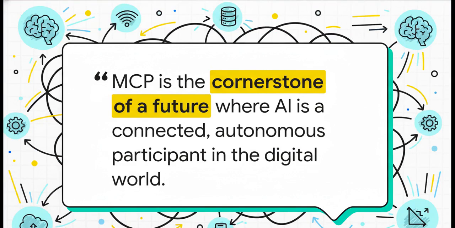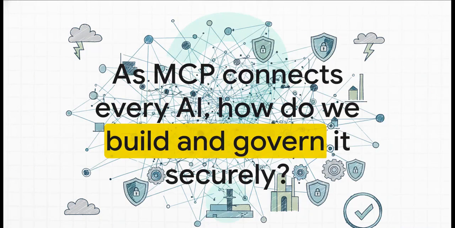It's the thing that's going to let AI grow from being a clever chatbot into a truly connected, autonomous player in our digital world. And that leaves us with the big, final question that we all need to be thinking about. As this web of connections grows, as every AI can talk to every system, the challenge really shifts. It's not about if we can connect them anymore. It's about how we design, build, and govern this incredibly powerful new world to make sure it's safe and secure for everyone.